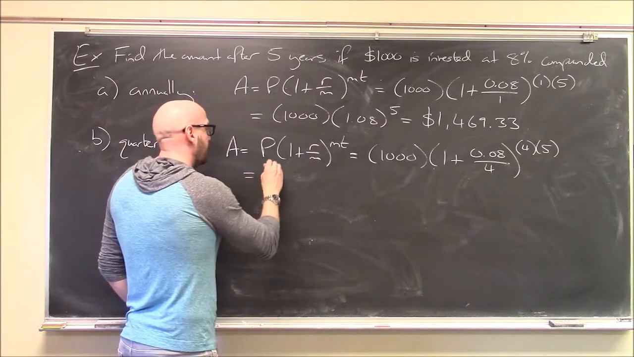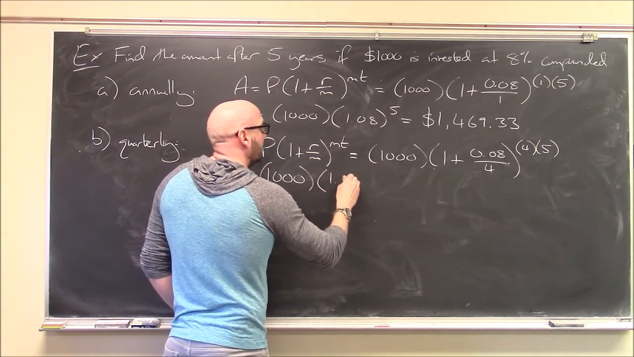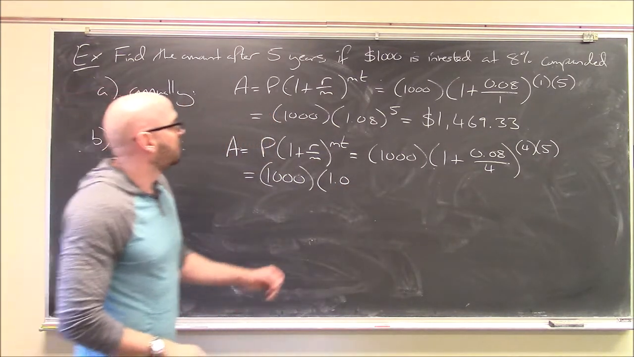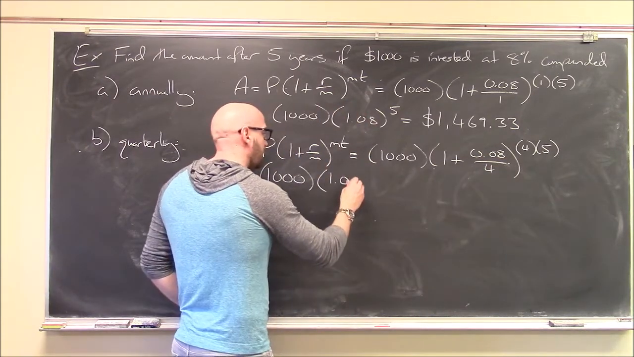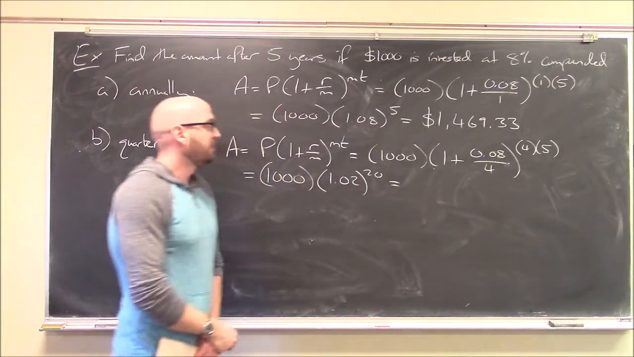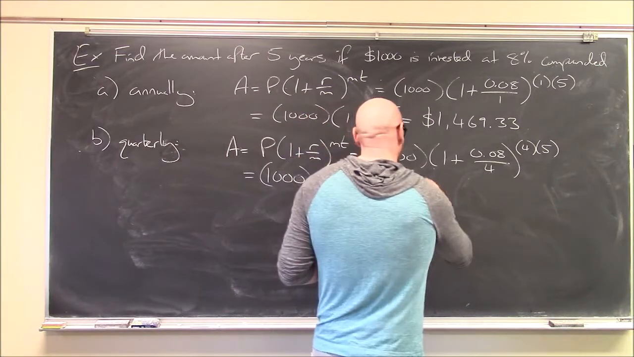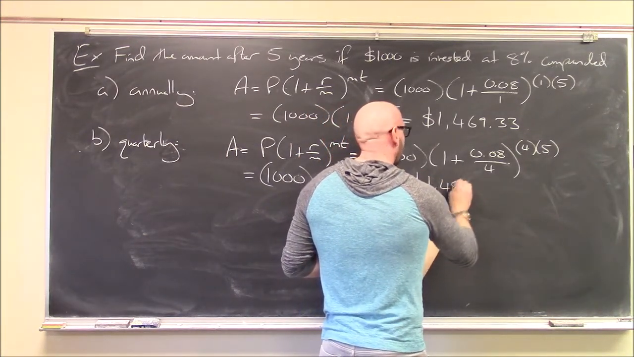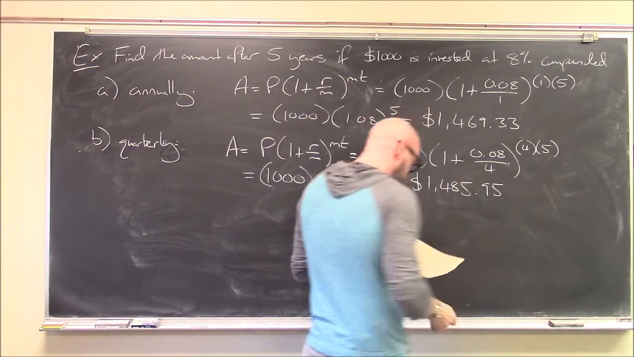Alright, so once again, that's 1,000 times 1.0, what is this? 0.08 divided by 4 is 0.02, so 1.02 to the power of 20. Alright, so plug that into a calculator, and I get 1,485.95.